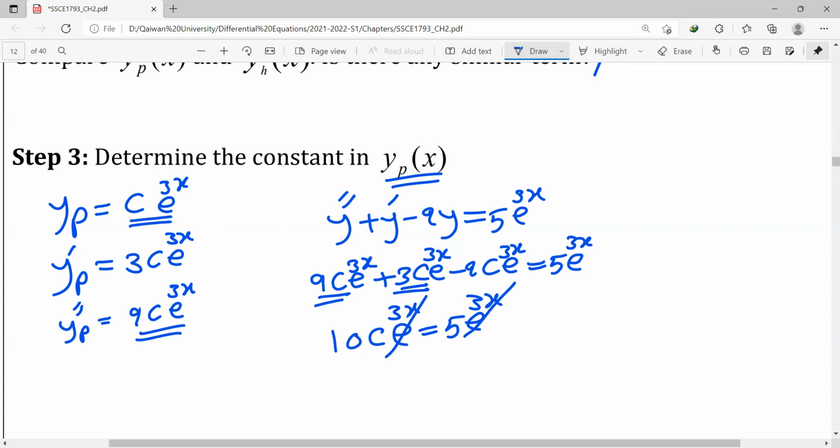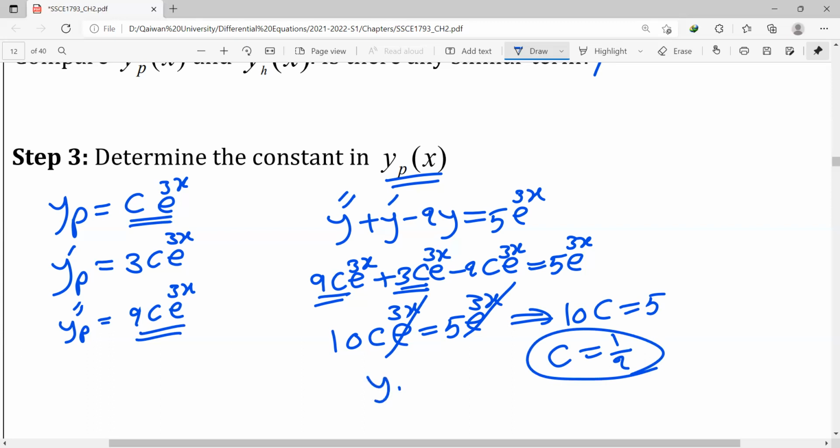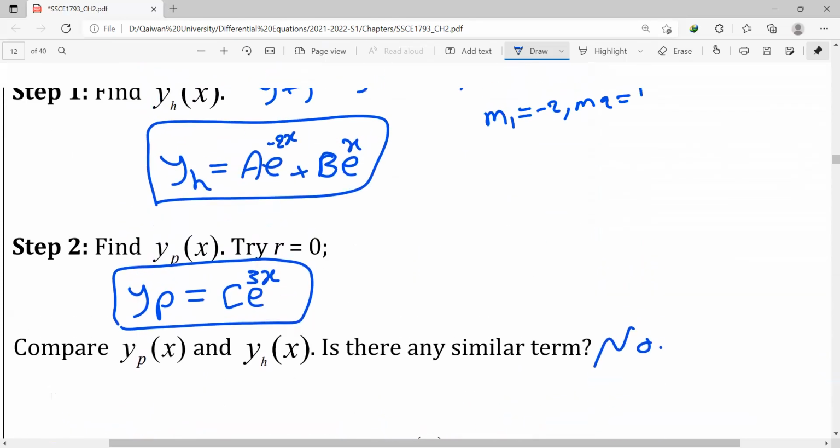These two e to the power 3x can be cancelled out by dividing both sides by e to the power 3x. So it's left, we get 10c equals 5. So c is 1/2. This is the value of c. That means yp equals 1/2 e to the power 3x. This is yp. And we found yh also.